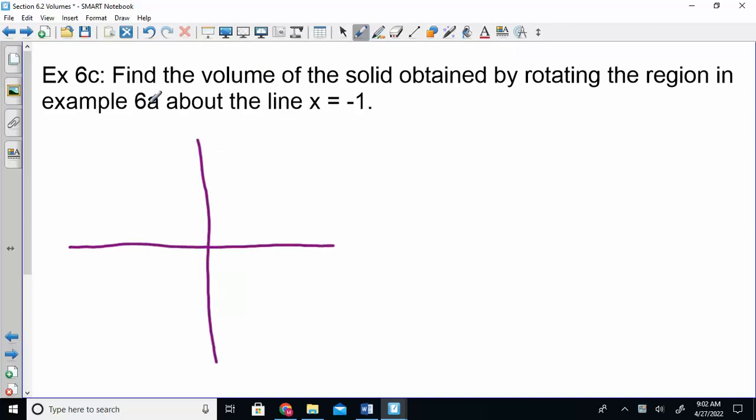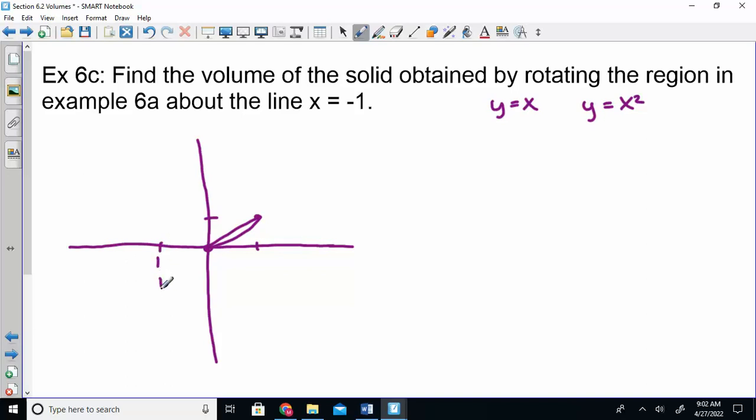Okay, if you look back in example A, my curves were y equals x and y equals x squared. And we've already drawn those a few times. We know y equals x is just a line, y equals x squared is a parabola, and we found that they intersected at 1. We had the line on top and the parabola underneath. So that was the little picture that we got in part A yesterday, and we also used it in example B. So now x equals -1.